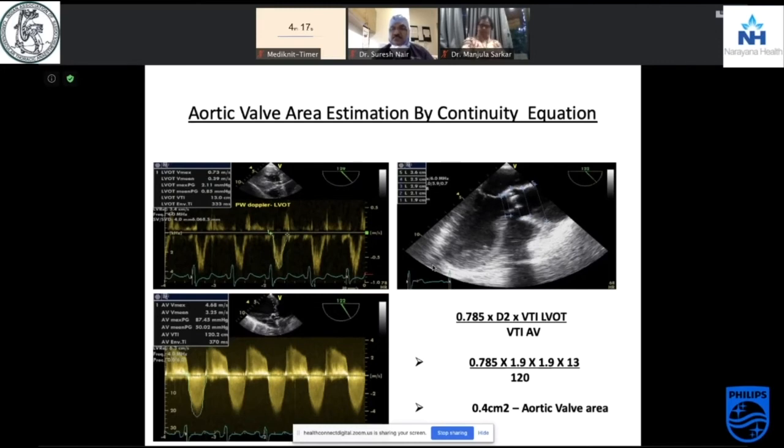But it is not so easy, and it may not be accurate for several reasons. First thing is, it depends upon the Doppler profiles. The exact alignment with the blood flow has to be there, or a maximum misalignment of 20 degrees is allowed. And secondly, it makes an assumption that the LVOT is actually a perfect circle, but in fact it is not. So this can be overcome by doing a 3D evaluation of the LVOT area.